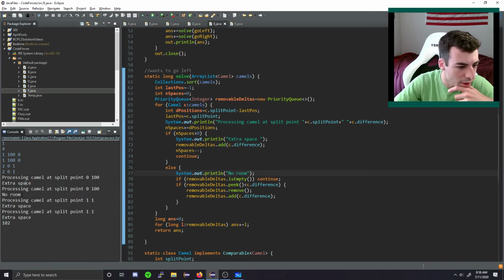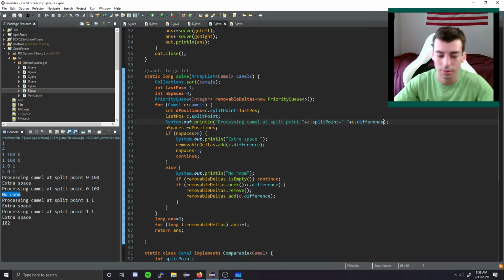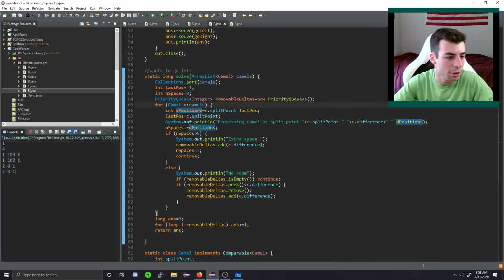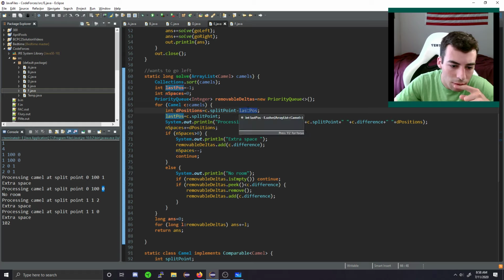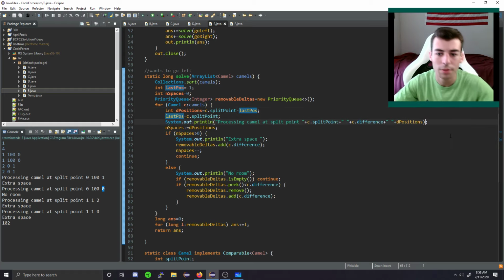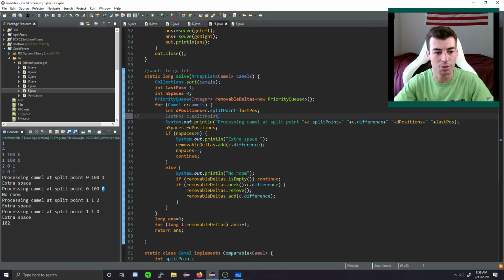What is going on? Extra. How does this have no room? D position should be. How is it 0? Oh, that's because I have this. Did I not have this earlier?